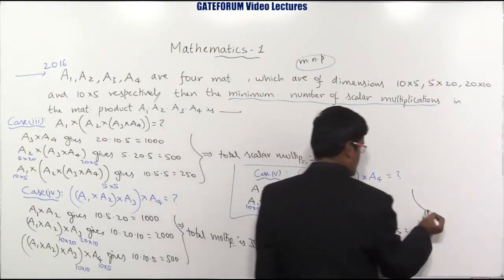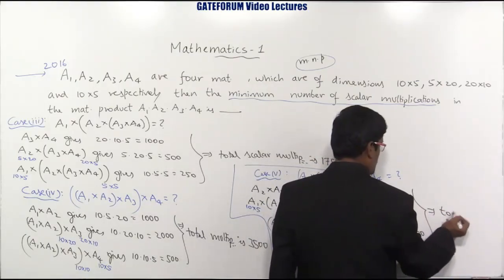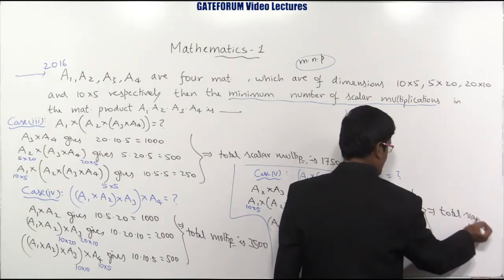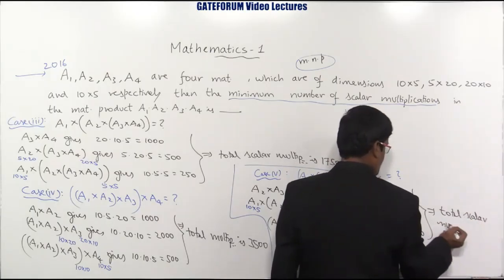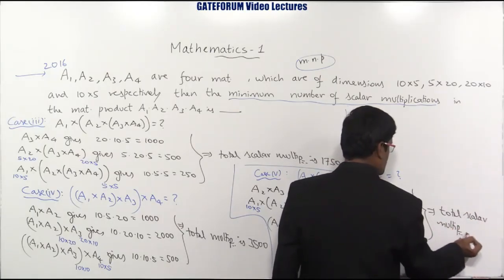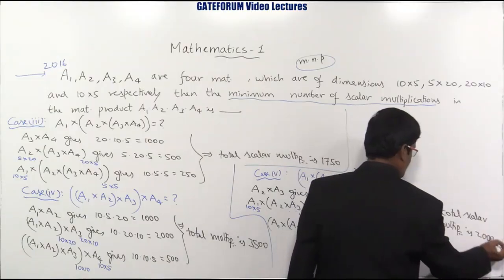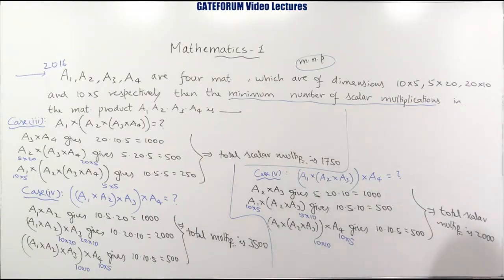So altogether, adding the three steps, total scalar multiplications is 2000. So the totals are 3000, 1500, case 3 is 1750, case 4 is 3500, and this is 2000.